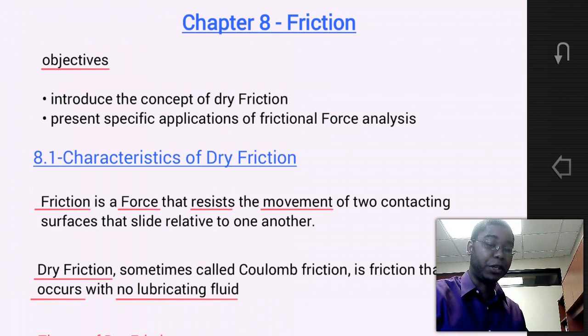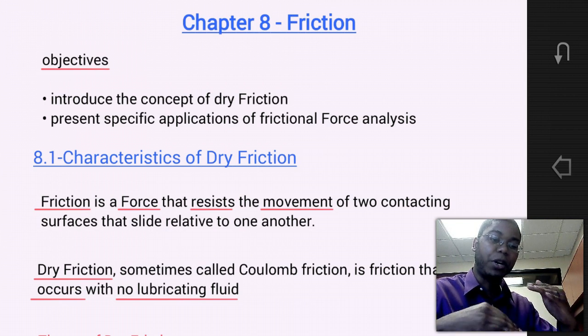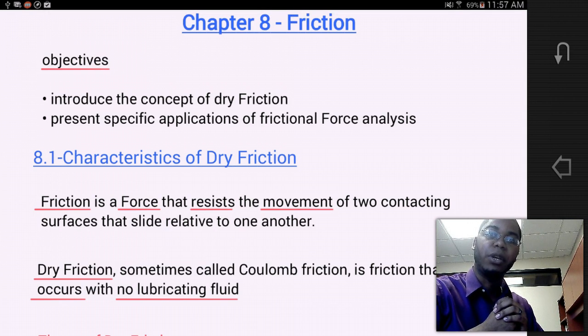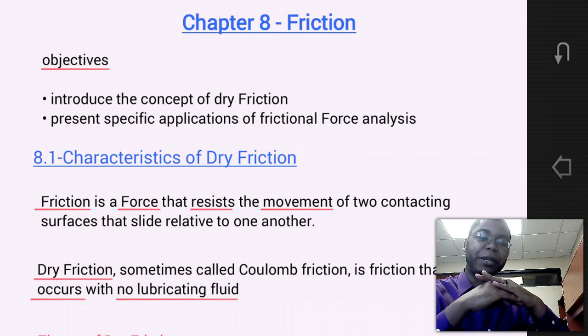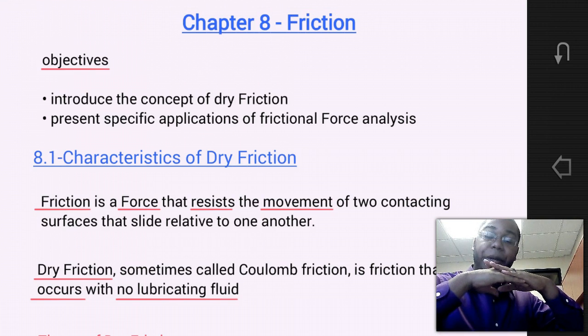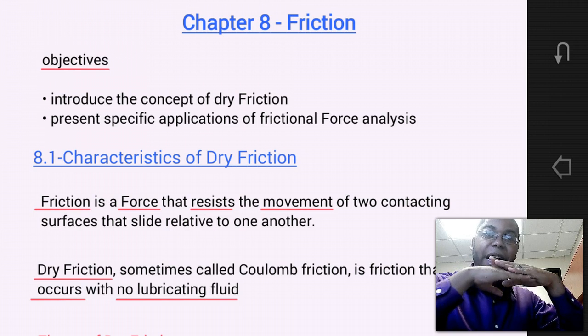So the first question is, what is friction? Friction is a force that resists the movement of two contacting surfaces that would slide relative to one another. So if you have two surfaces that are in contact, if they are not moving, there is a frictional force that prevents them from sliding relative to each other.